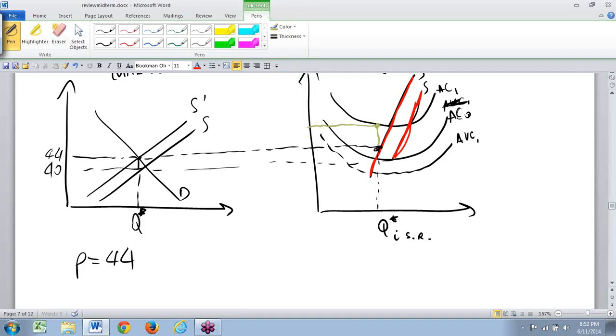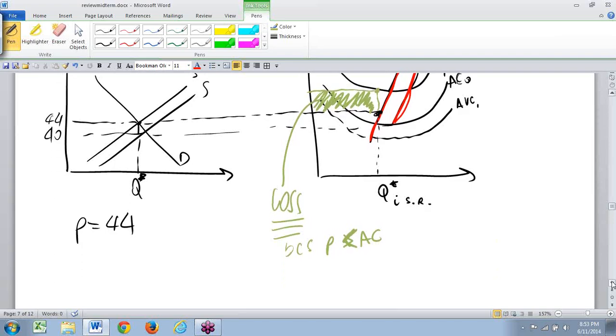So basically, this green rectangle is my loss, okay? Because price is smaller than average cost. Lilian, short run supply starts at average variable cost. Okay, so here the price is lower than the average cost because the minimum average cost now is 48 and the price is 44. Okay?